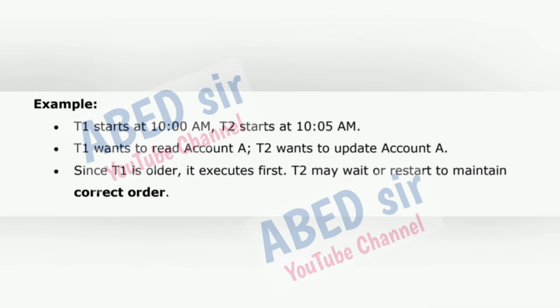Example. T1 starts at 10 a.m., T2 starts at 10:05 a.m. T1 wants to read account A, T2 wants to update account A. Since T1 is older, it executes first. T2 may wait or restart to maintain correct order.